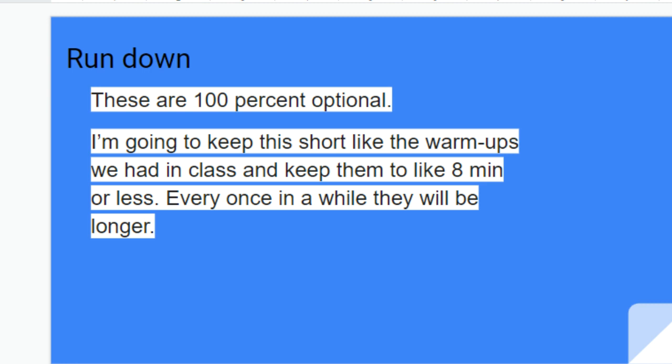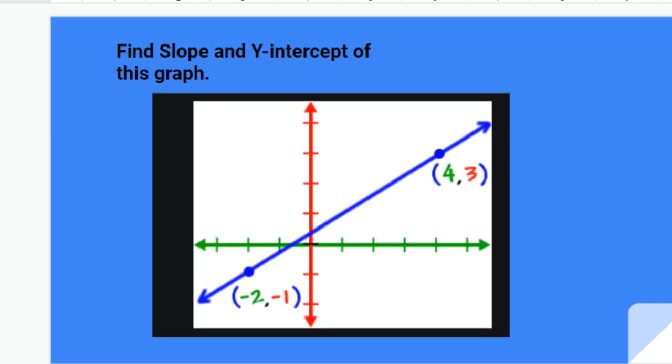Okay, with that being said, let's move on to finding the slope and y-intercept of this graph. Go ahead and have a piece of paper out. Remember, 60 to 80% of stuff you write down. In order to find slope and y-intercept, you need to have 2 points. You see there's 2 points, (-2, -1) and (4, 3). Those are the coordinates, or ordered pairs. I want you to go ahead and write m.